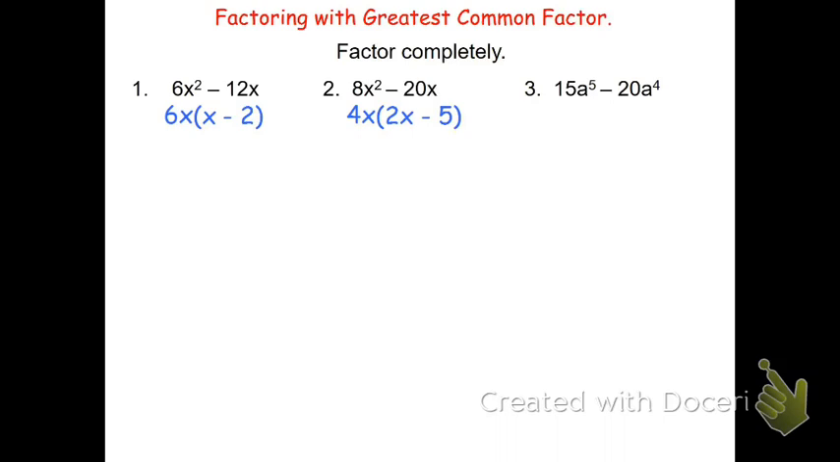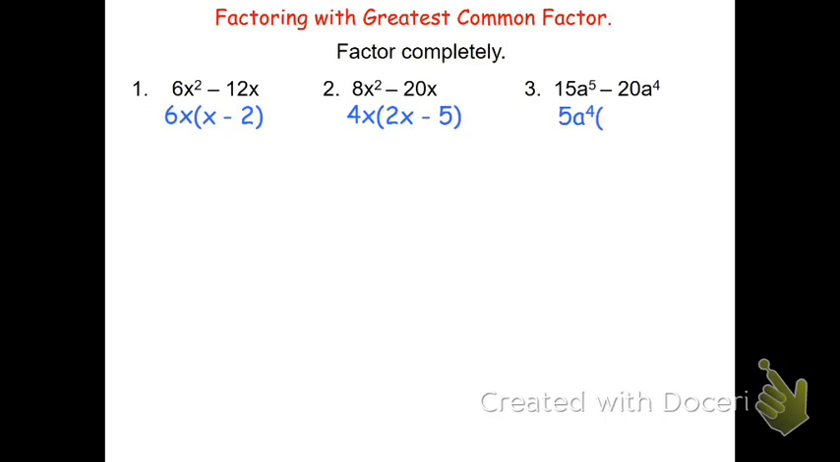Now the last one's a bit tougher. Here, I've got the 15 and 20. The greatest common factor there would be 5. Both of them have a's, so I look for which one has the smaller exponent. A to the fourth is the smaller exponent. Putting those together, 5a to the fourth is my greatest common factor.